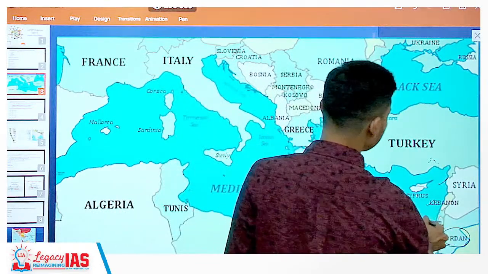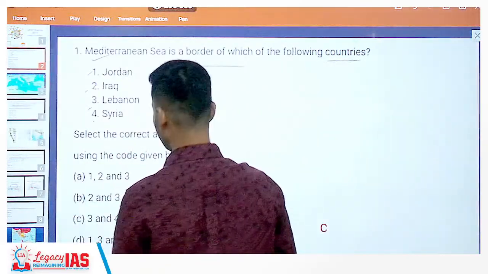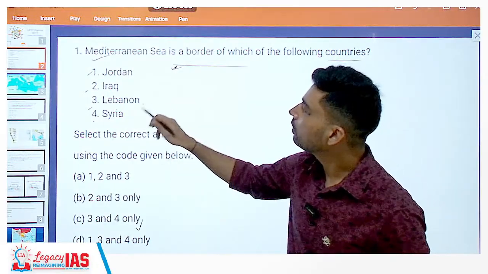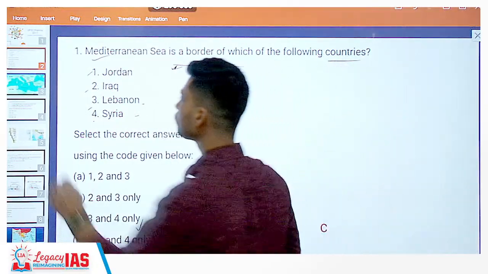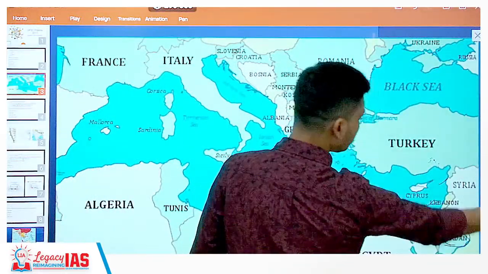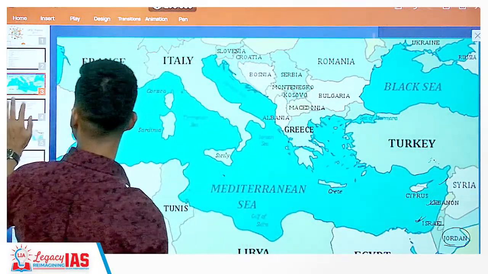So the correct answer will be Israel, Lebanon and Syria. That means for this particular question, the correct answer should be C, that is 3 and 4 only. Iraq also is given. If you look back here, Iraq is situated to the east of Syria. So Iraq is again a landlocked country and does not have any border with the Mediterranean Sea.